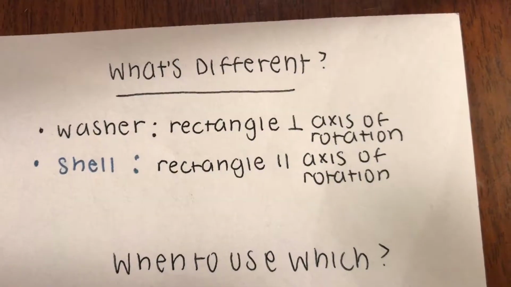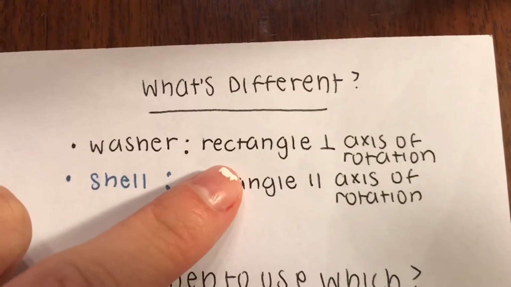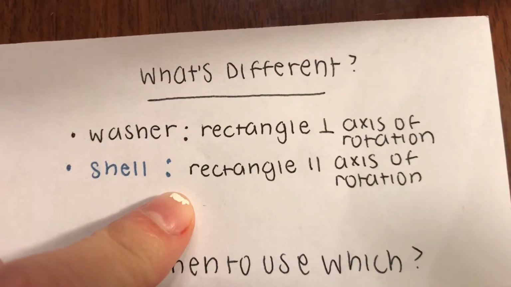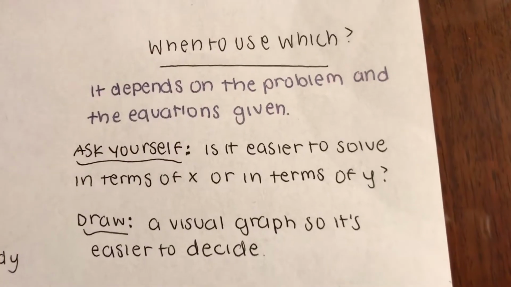So again, the difference between the washer method and the shell method is that for the washer method, the rectangle is drawn perpendicular to the axis of rotation, while for the shell method, the rectangle is drawn parallel to the axis of rotation. So you must be wondering, when do we know when to use which method?